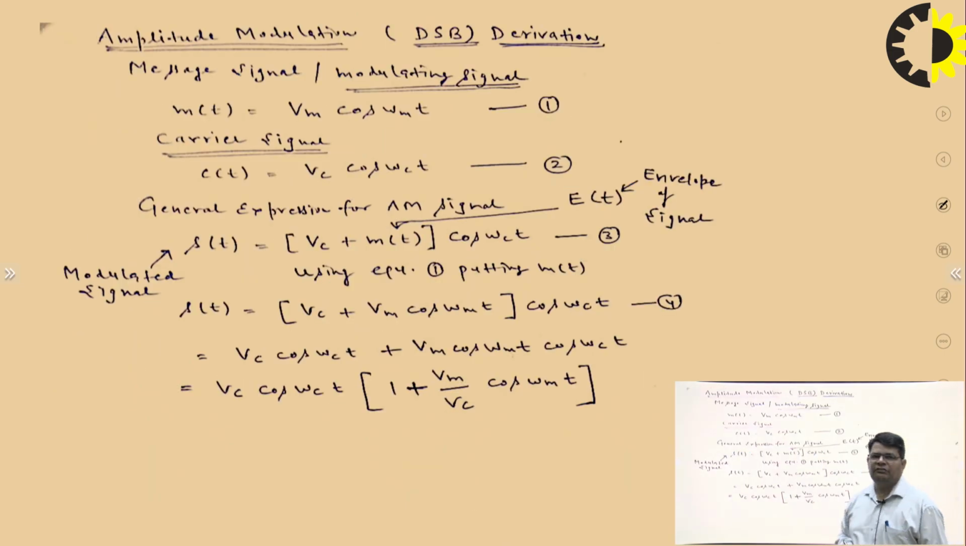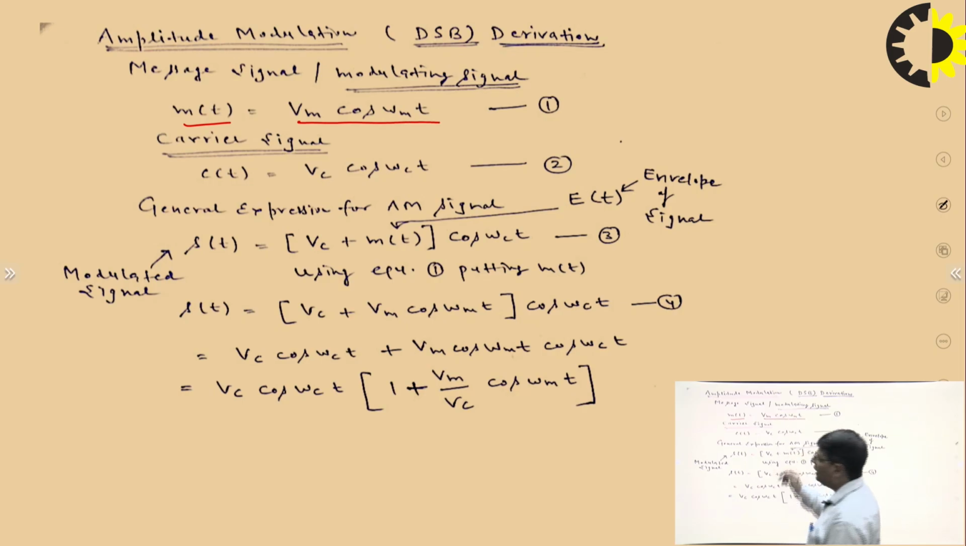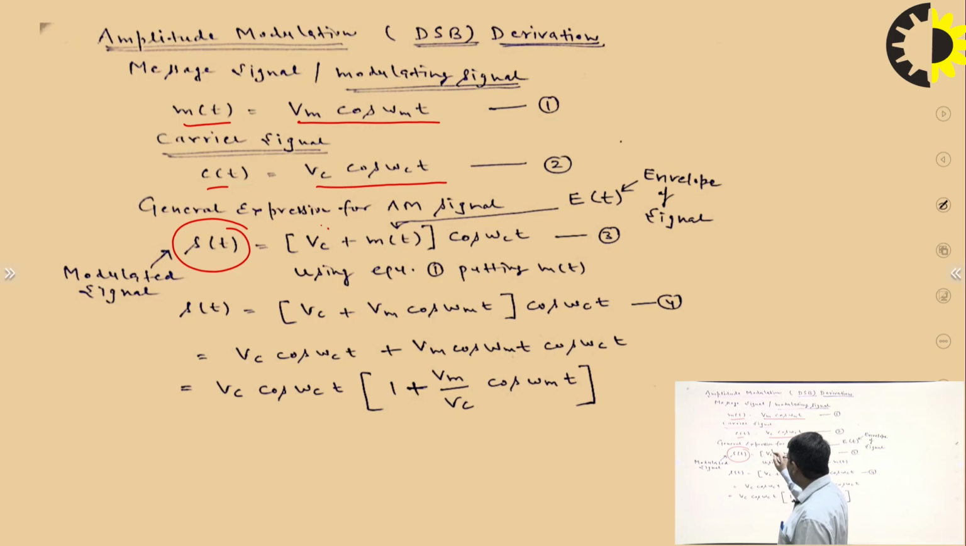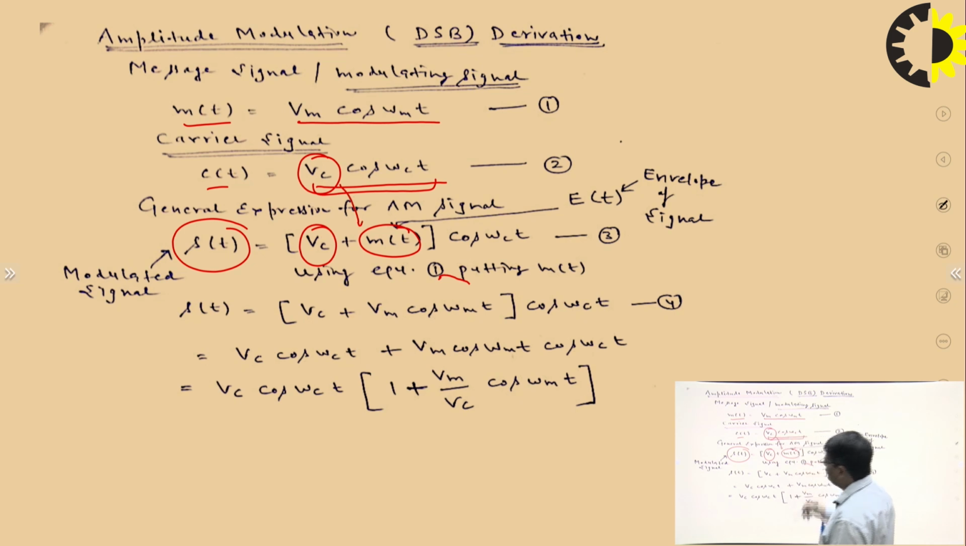So we can see the derivation for the AM. First of all, we have the message signal m(t) equal to Vm cos(ωm t). Then we have a carrier signal c(t) equal to Vc cos(ωc t). Then by definition, in an amplitude modulated signal the amplitude of the carrier signal is varied according to the message signal. So basically this is the carrier signal and its magnitude Vc is varied according to the message signal.